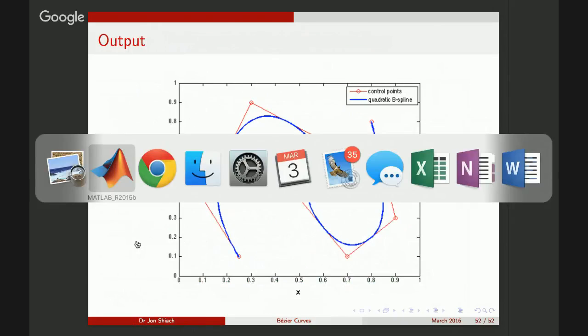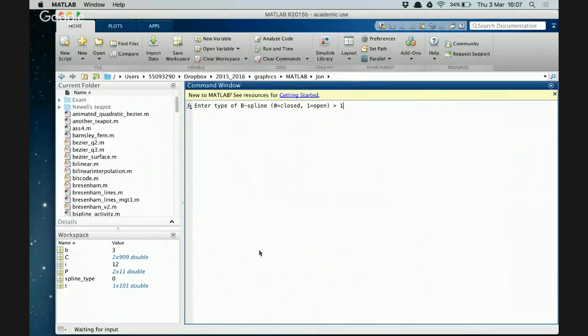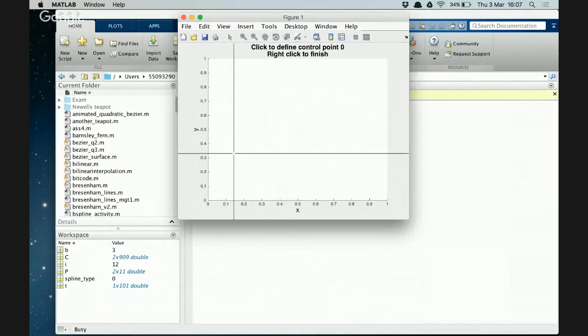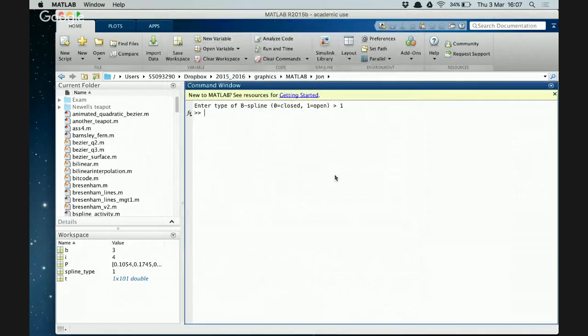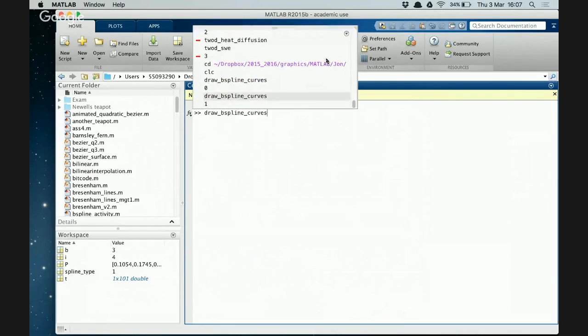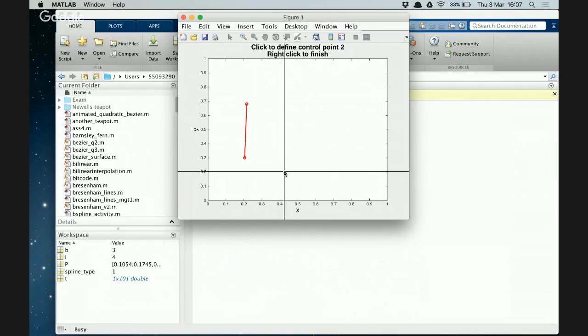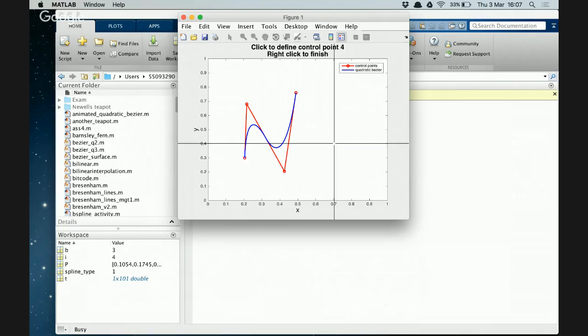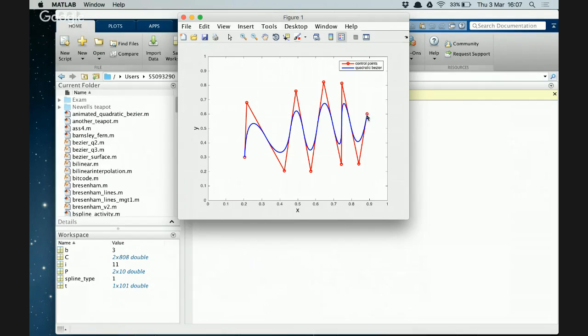So if I go back to my demonstration, same program, but this time I'm going to use an open one. If I click at the beginning, if I click a few, oops, I think I accidentally clicked the wrong way. I'll try that one more time. As you can see, the curve goes right to the end. Now I can just keep clicking to my heart's content, keep making a squiggly curve. As you can see, the open uniform one goes right to the end.